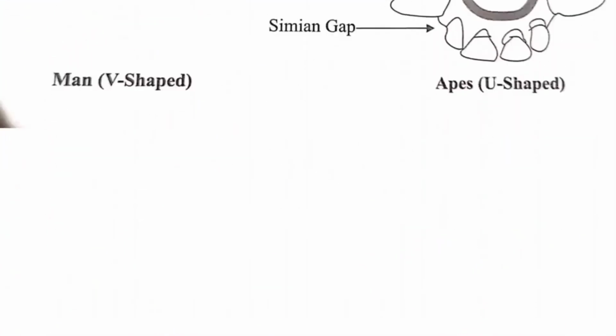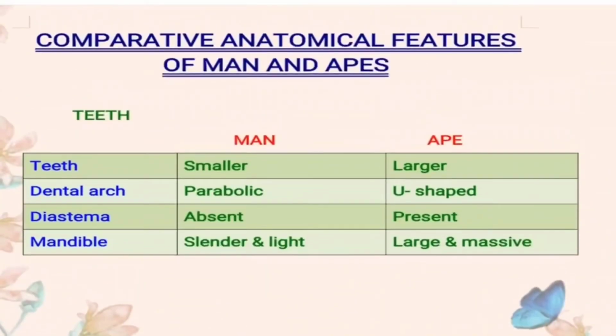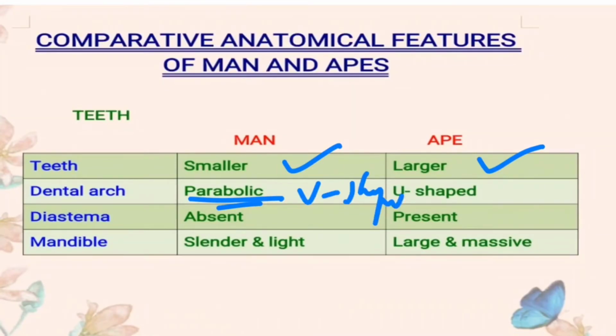Now we come towards the teeth. So this is over here, that the teeth in the man are smaller. We know very well about it, and in the ape they are quite larger. The dental arc in the man is parabolic, or we can say V-shaped. And in the apes the dental arc is U-shaped.